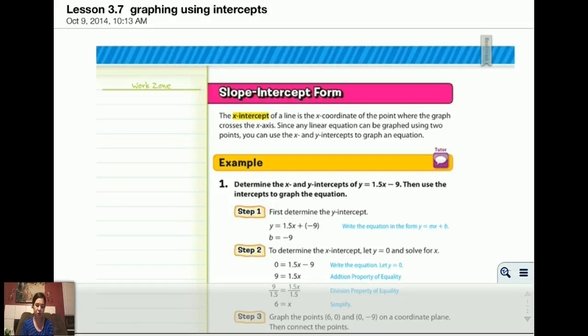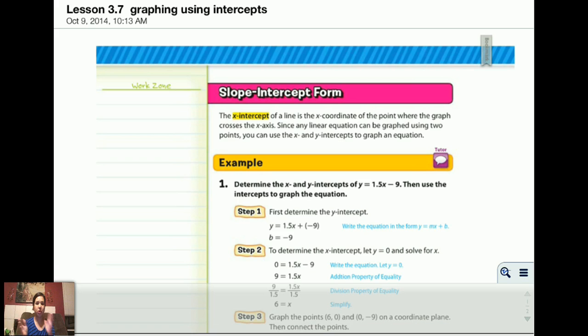Hi guys, in this video we're going to be looking at how to graph. In the previous one we were graphing using slope and y-intercept. We're going to do a real quick example just to refresh your memory, and then in the second part we're going to be using something that's called the x and the y-intercept.